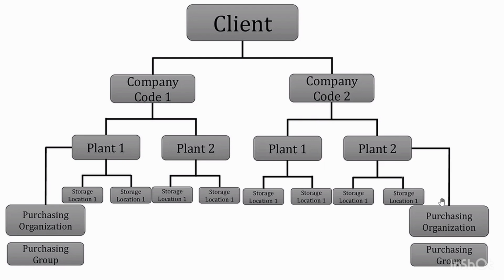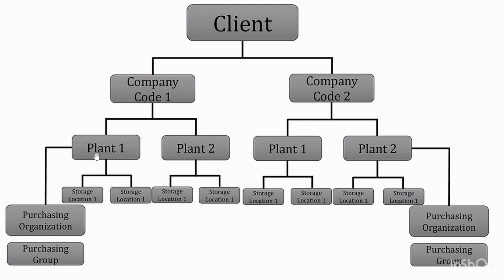Okay, but as far as a small scale industry is concerned, they don't have many plants. They have only one plant, and in that they have different storage locations. If you see, there is a purchasing organization linked to plant, but this purchasing organization will also be linked to company code. In ideal cases, it is only connected to purchasing organizations, but when we go through real-life scenarios, we have this purchasing organization also connected to company code.